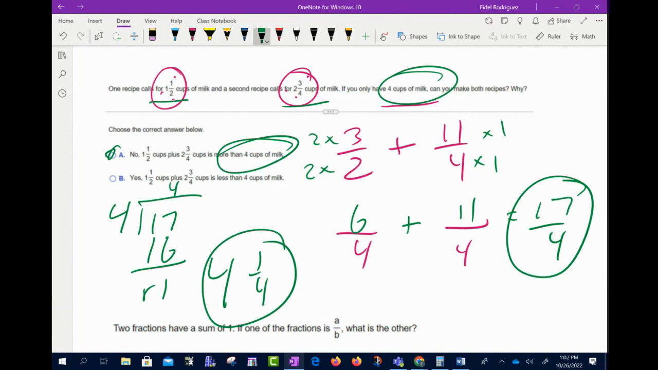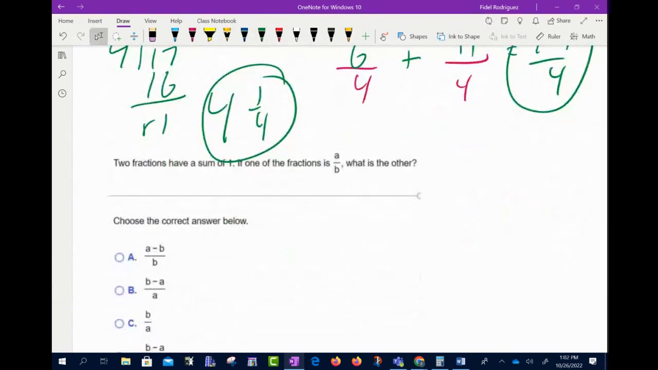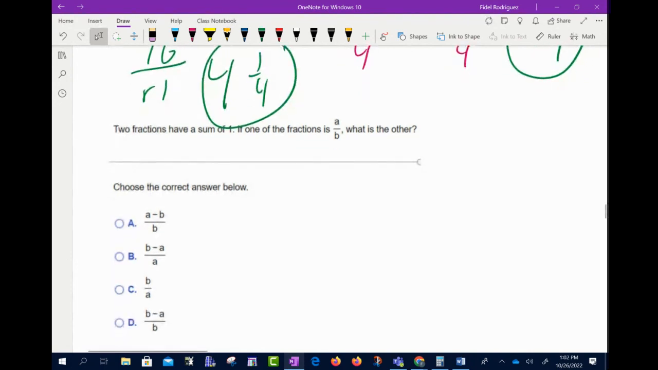Okay, so again, y'all, let me do this one here, and then I'll come back and look at the one that I skipped. I'll come back and do that one in a second. So look, y'all, it says 2 fractions have a sum of 1. If one of the fractions is a over b, what's the other one? Okay, so this is how I'm going to think about it, y'all. When I take my fraction, a over b, and I add it to something, I'm going to get 1, okay?